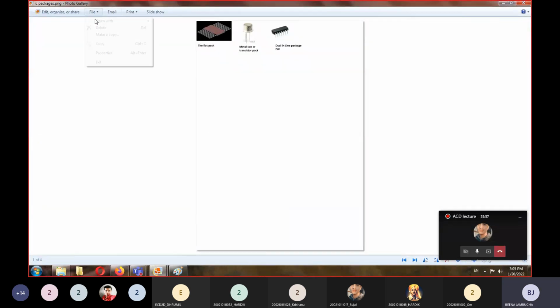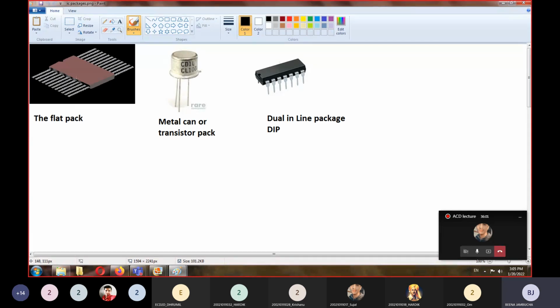So here I am showing you mainly three types of package. The first one is known as flat pack. The other is known as metal can or transistor pack. And the last is known as dual inline package, right? So it is the flat pack, right? You can see here the pins are flat, right?